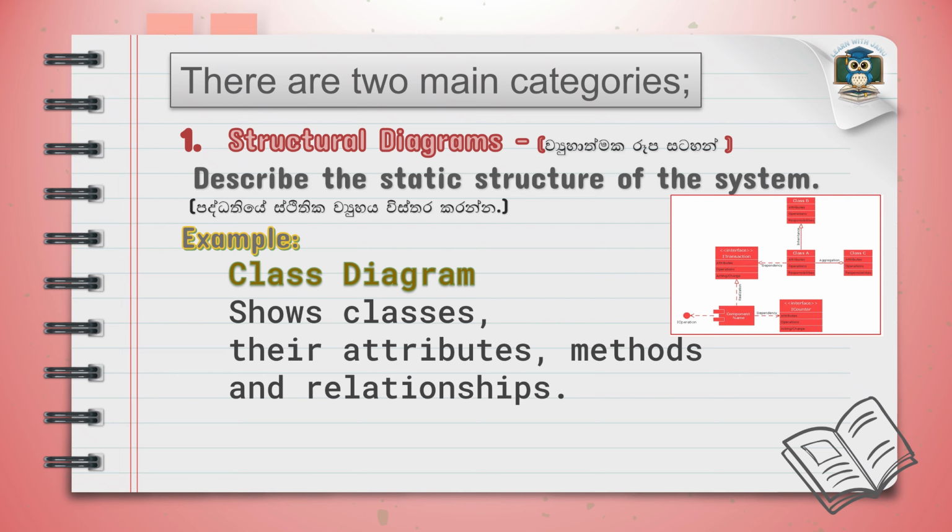Let's talk about each of the diagrams. The first one is the structural diagram. The structural diagram describes the static structure of the system. Let's take an example for this diagram. I'll take class diagrams. We use class diagrams to show classes, their attributes, methods and the relationships. This is the example for the first category of the UML.